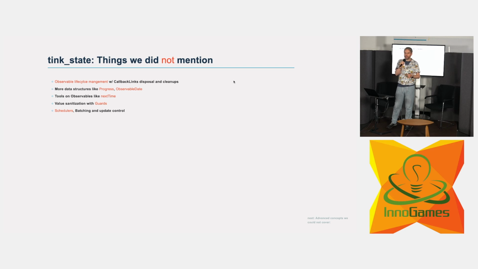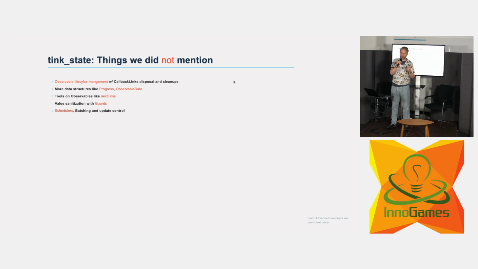And there is stuff I did not tell you because I was limited in this talk, but I have more to come. ThinkState actually has some more tricks up its sleeve. I did not talk to you about the observable lifecycle management. There is something to do with callback links and disposal and cleanup. There are more data structures to discover, like progress and observable date. We did not look into the tools the observable class actually has.